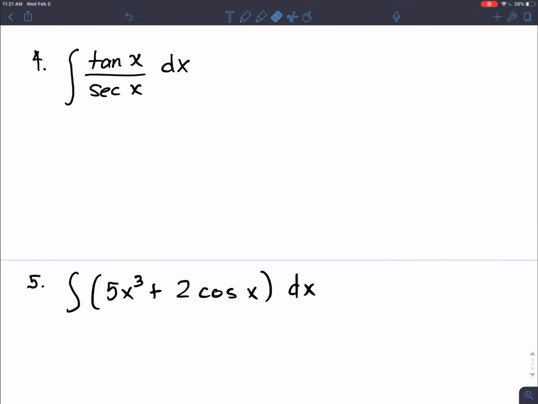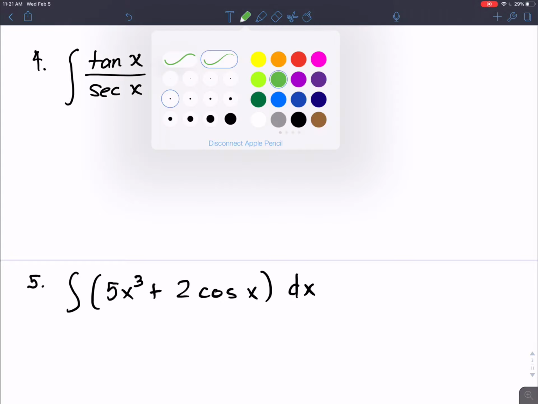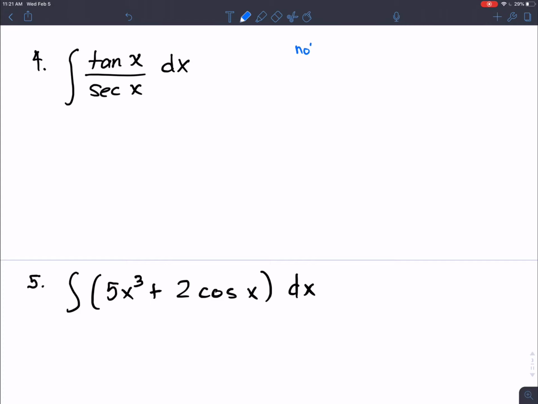So we'll continue with problem number 4, and this is a trig function. Before we start this one, I'm going to make a note over here about a substitution. Note that 1 over secant x is equal to cosine of x. So as I'm rewriting, before I evaluate, I can rewrite this as cosine of x times, and also the tangent of x is equal to the sine of x over the cosine of x. Those are some side notes.